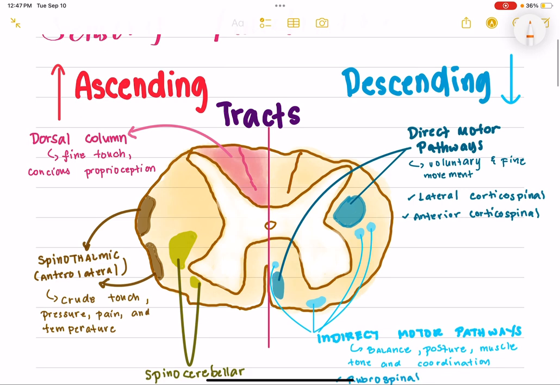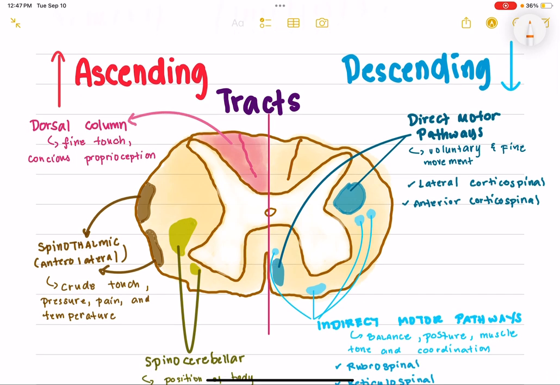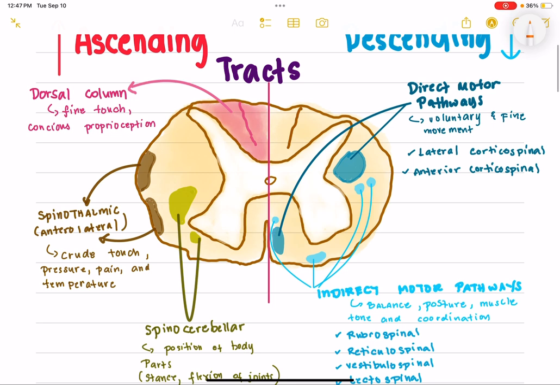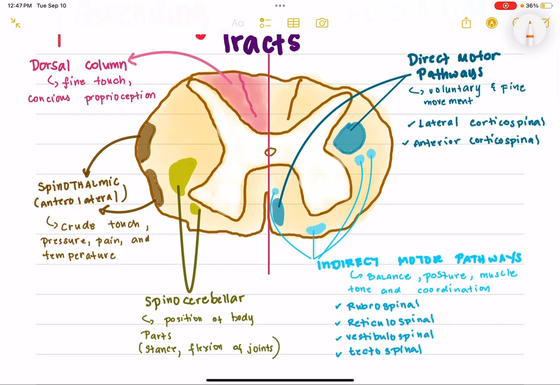For the descending tracts, we have direct motor pathways and indirect motor pathways. The direct motor pathways are for voluntary and fine movement. Under them are the lateral and anterior corticospinal tracts, for conscious motor movement. The lateral corticospinal is for muscle tone and skilled movements, especially of the hands, while the anterior corticospinal is for muscle tone and movement of trunk muscles.